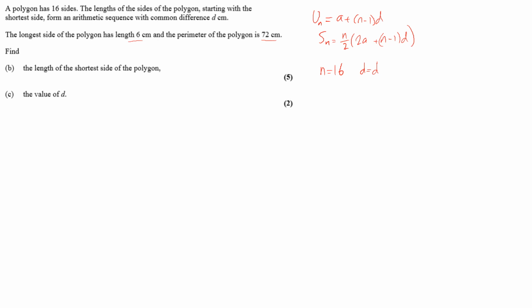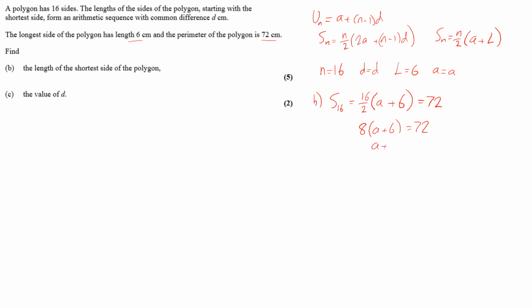So we could go ahead and say L is 6 and A is TBD. So let's do that. We'll say L is 6 and A is A. And we'll use the other version of the formula, which is n over 2 A plus L. So putting that all together, we've got S16, the sum of 16 sides, is equal to 16 over 2 A plus 6. And we know that it's equal to 72 centimeters because that's the total of all of the sides of the polygon. So 8 lots of A plus 6 is 72.